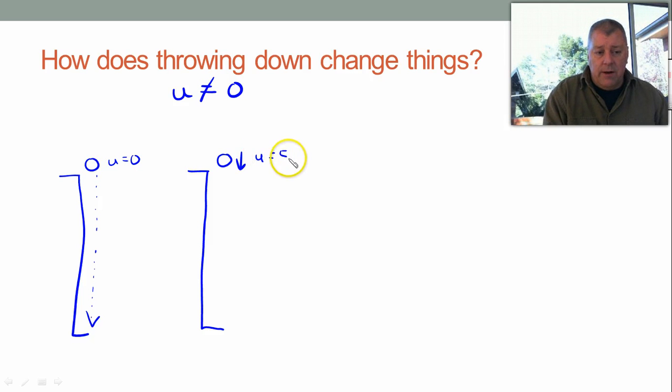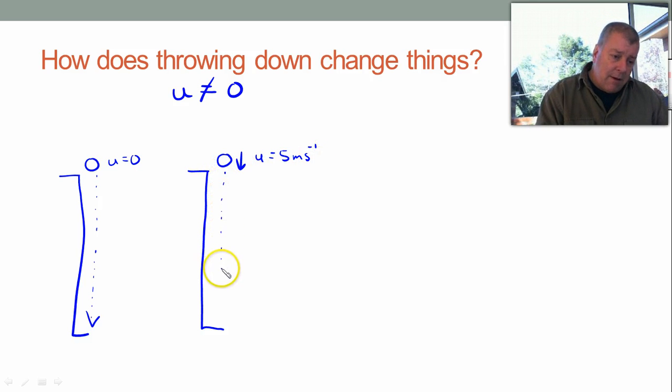Let's say it's 5 meters per second. That means the object will then fall under the influence of gravity, but these two objects will have different impact velocities, even though they both accelerated due to gravity at the same rate. The only difference is that this one starts off with an initial velocity.